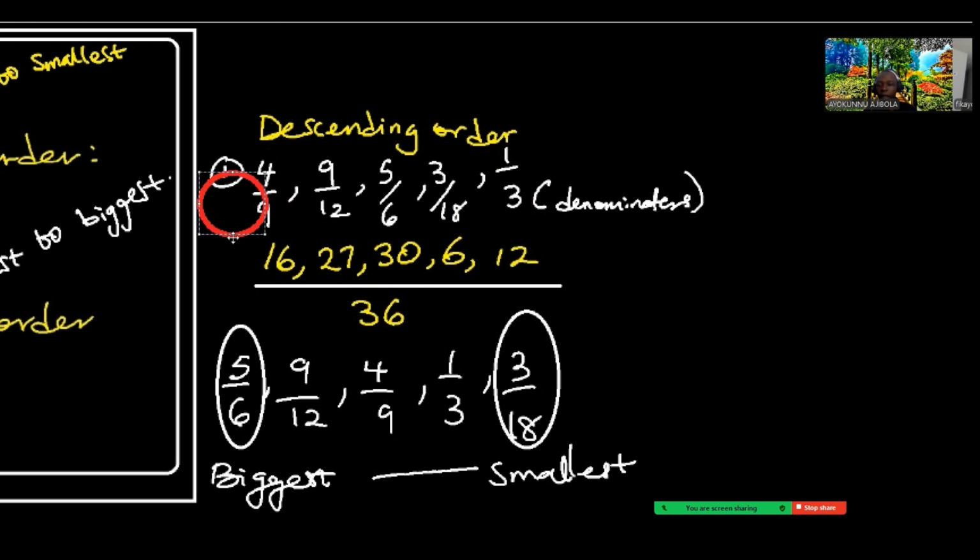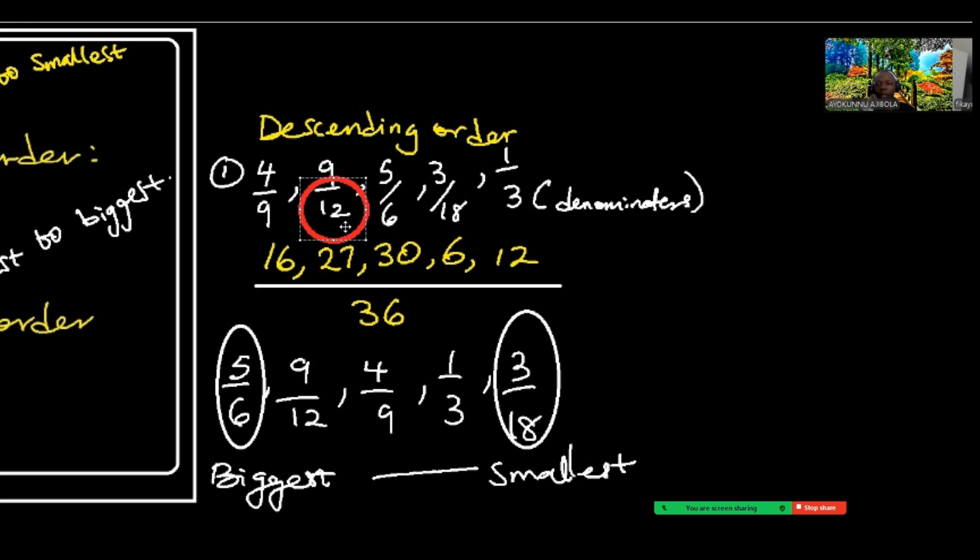12. Now, let me start all over because this is what we're going to use to arrange them. Is that clear? Yes, sir. So, what am I considering? All the denominators. What's the first denominator? The first denominator is 9. So, how many 9 in 36? That's 4. 4 times 4 gives us what?